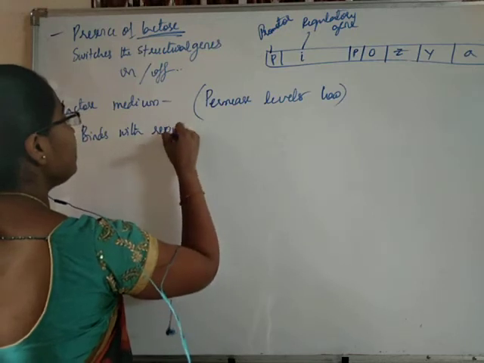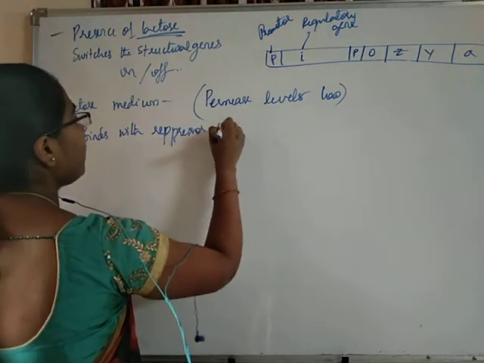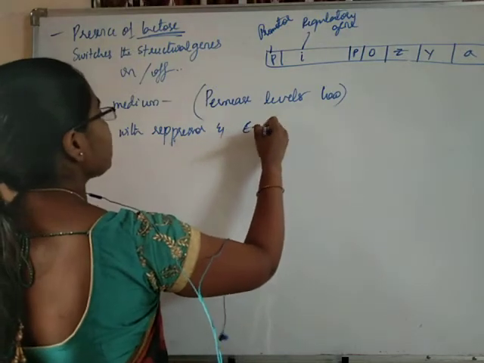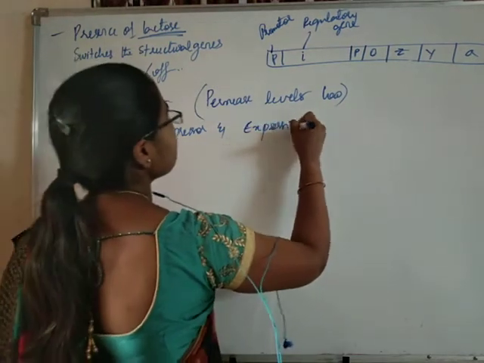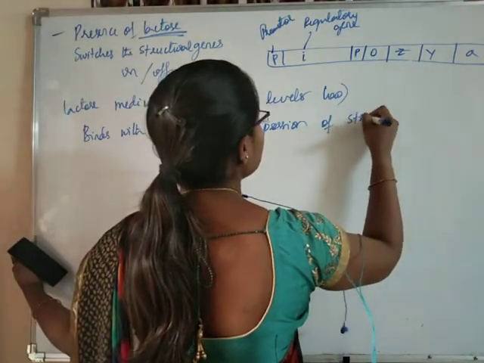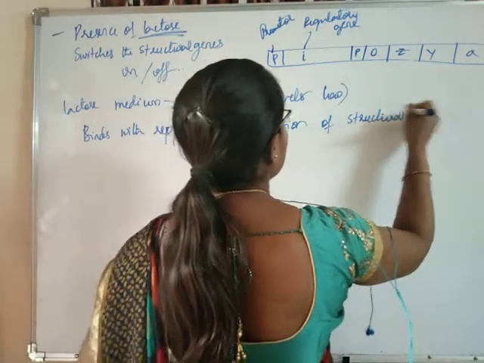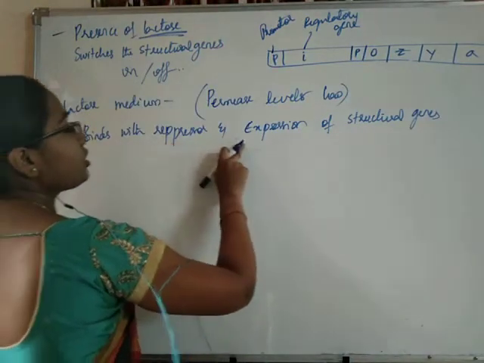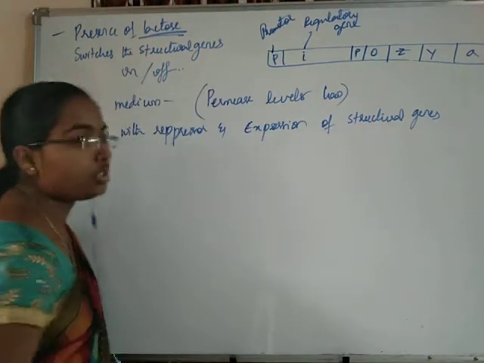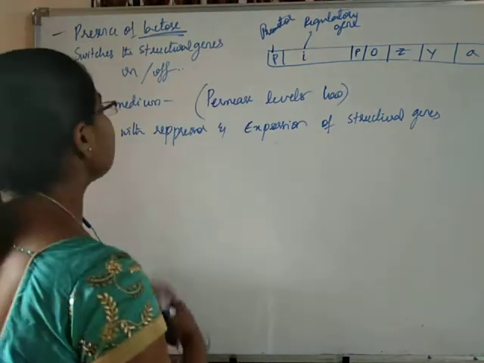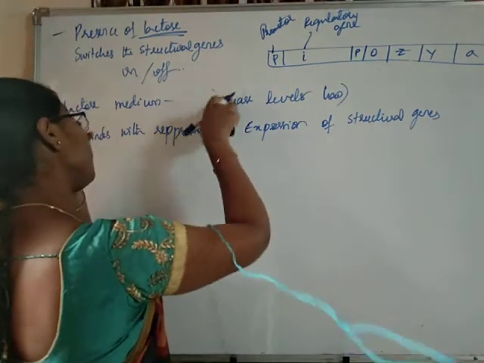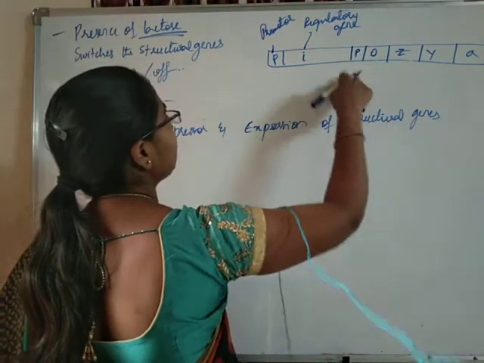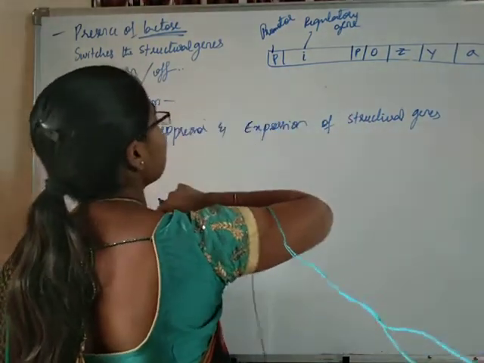Lactose binds with the repressor and causes the expression of the structural genes. Okay, this is the one, this is binding with the repressor and causing expression of the structural genes. Okay, let us pictorially see this now students. This is the importance of lactose medium. Okay, lactose medium enzyme, how is it produced?